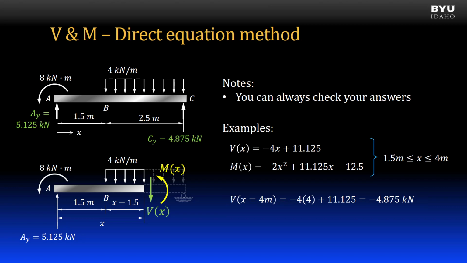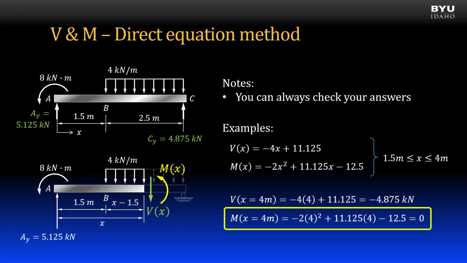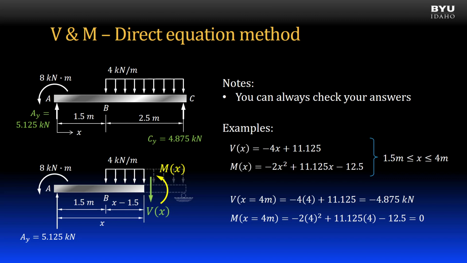Using similar logic, we know the internal moment at point C should equal 0, since it is the end of the beam and there is a roller support there. If we plug in x equals 4 meters into our moment equation, then it returns 0, which again is what we expect. Essentially, we check our answers by confirming the values for internal shear and moment at known points.